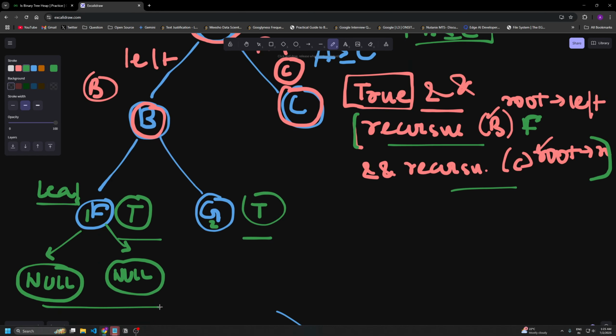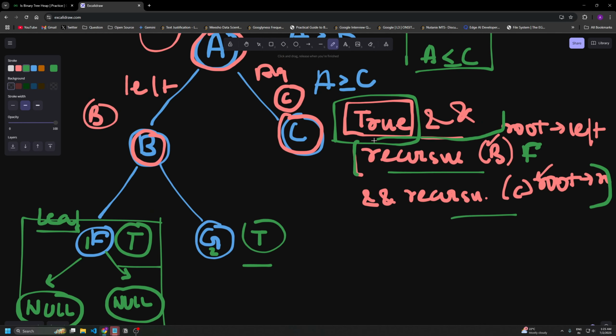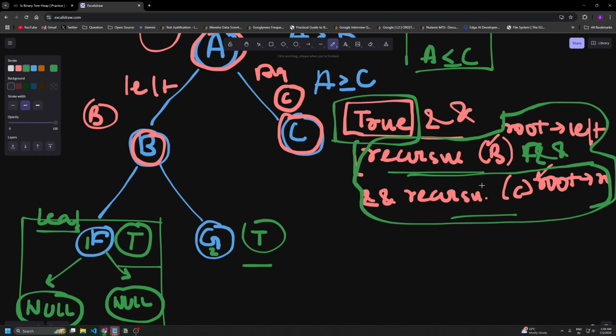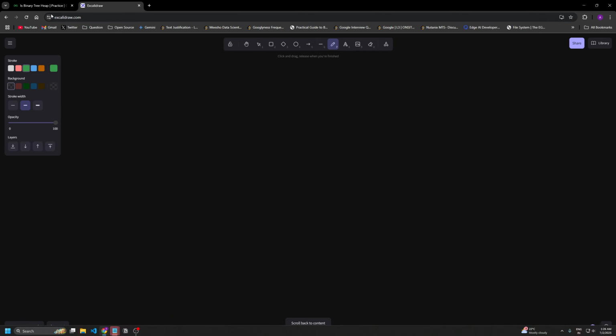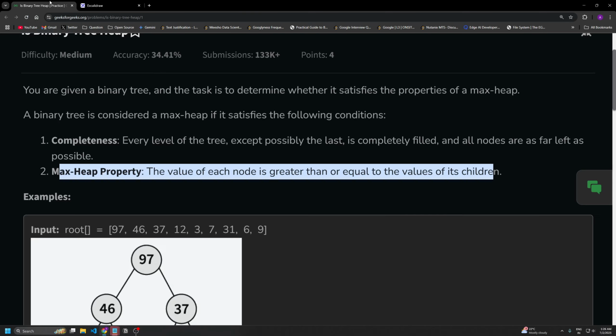You have to check for the leaf, you have to check for the base whenever you encounter a root, and at the end, if the left and right exist, you have to do a recursive call, and you have to ensure that you take the AND of both left recursion and right recursion, and then you have to return.